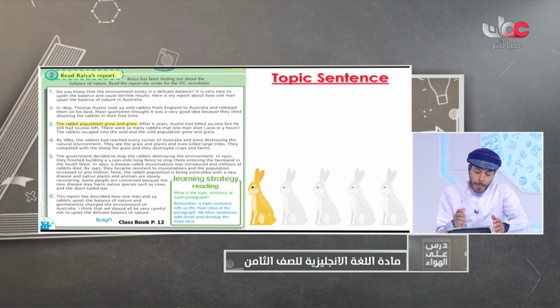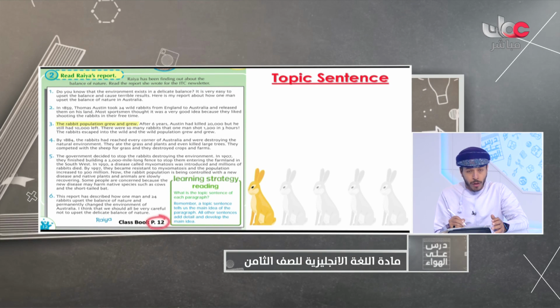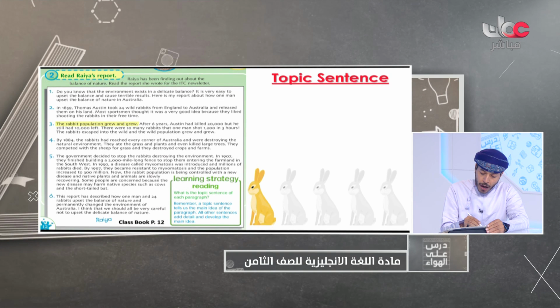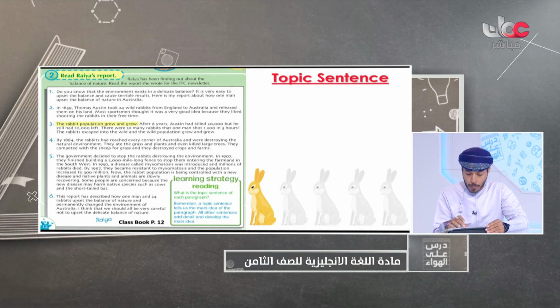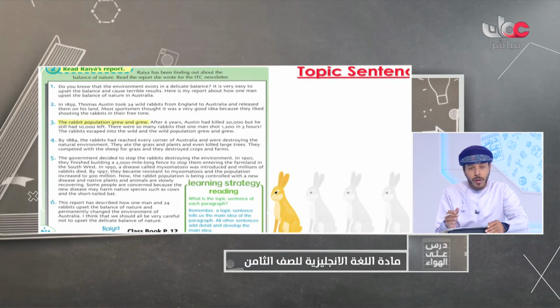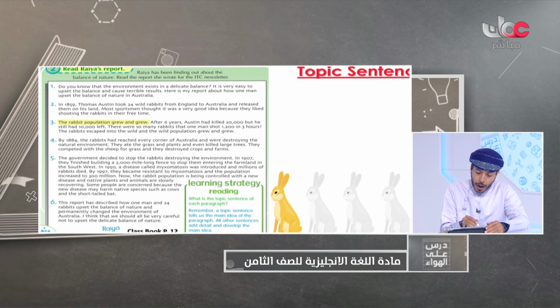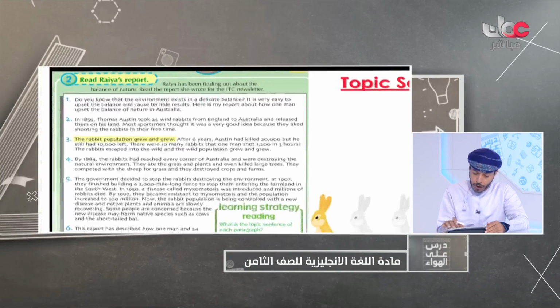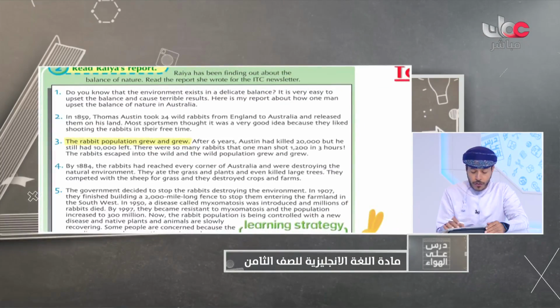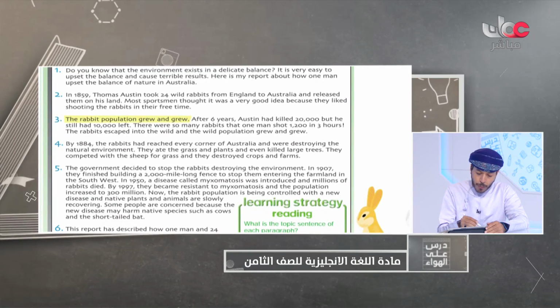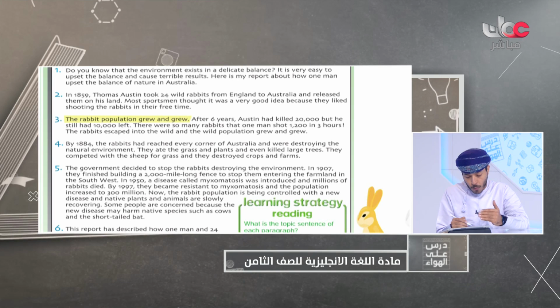To begin with, look at your class book on page 12, please. And here we have activity number 2, which is about reading Raya's report. Raya has developed a very interesting report which talks about the balance of nature. Okay, this report is very interesting, and as you can see, this report consists of different paragraphs. Okay, so we have from 1 to 6, so it consists of 6 paragraphs. So we are going to get back to this.